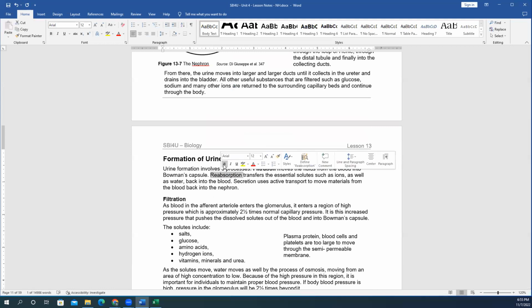The next step is reabsorption, where essential nutrients such as ions as well as water are transferred back to the blood. And finally, secretion, where active transport, if you remember, we discussed active transport in one of our earlier units, is used to then move materials back from the blood into the nephron.